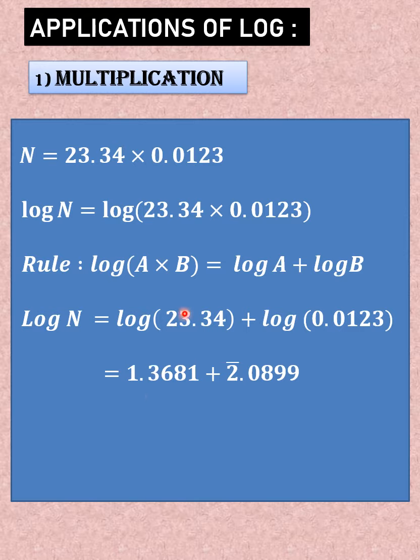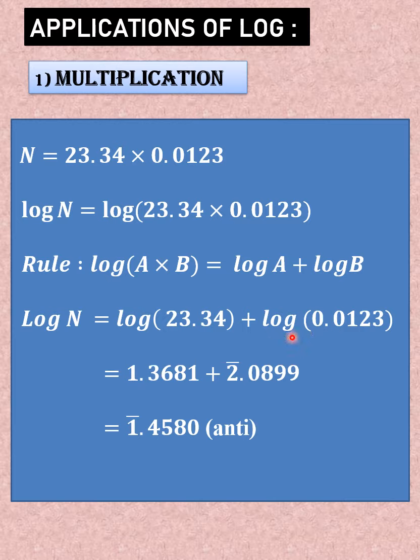Now we have to obtain the mantissa of this number. To obtain the mantissa, go through your log table. In the logarithmic table, we take the 23 row, in which we observe the third column. The value comes to something. Then add the mean difference of 4, from the column of 4 in the 23 row. So finally you get the value 1.3681.